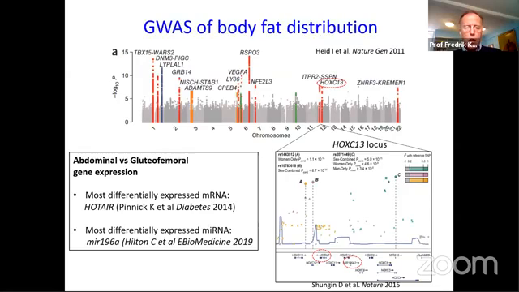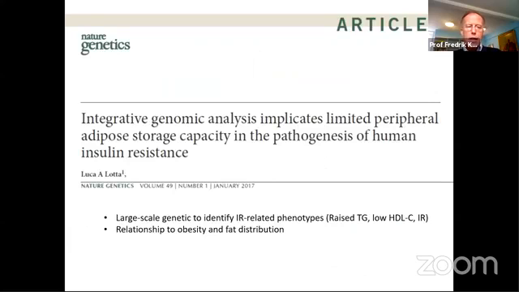What I'm going to turn to now instead is the other approach, and that is what we call phenomics. I'm going to show you first a paper that I think is really worth reading, a very intelligent study by Luca Lotta from Cambridge, where they used an integrative genomic analysis and came up with adipose tissue fat storage based on human insulin resistance and related phenotypes.